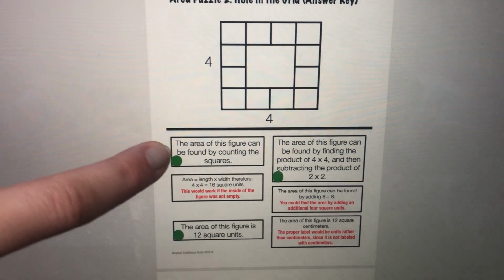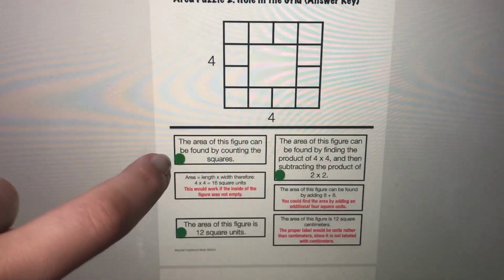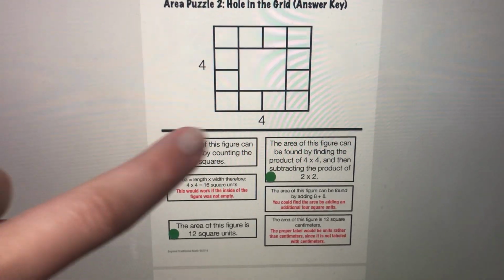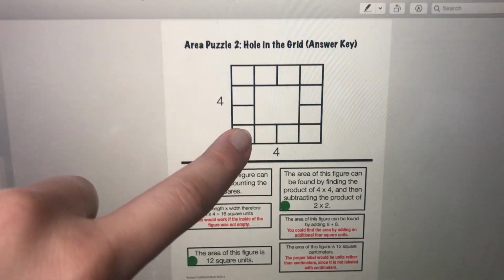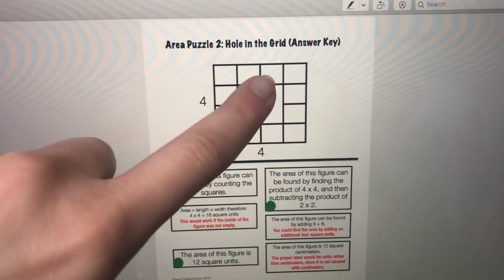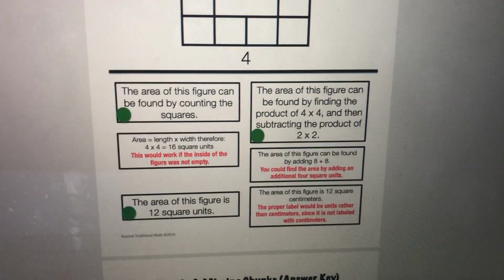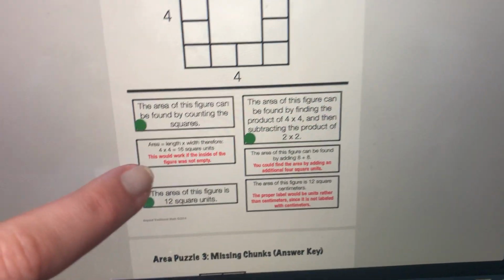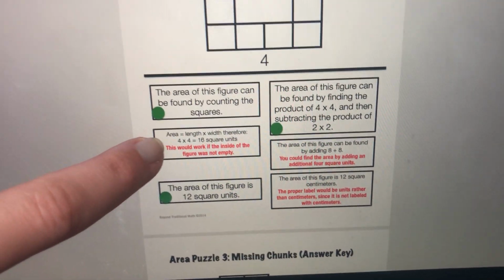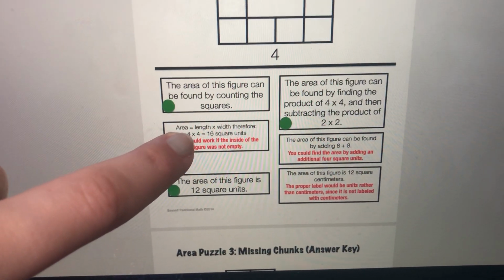So the area of this figure can be found by counting the squares. This is true in our workbook pages this week, and it is always true. If you count up the squares, 1, 2, 3, 4, 5, 6, 7, 8, 9, 10, 11, 12. If you count up the squares, you get 12. The area of length times width, that is how we calculate area. That's true, length times width.